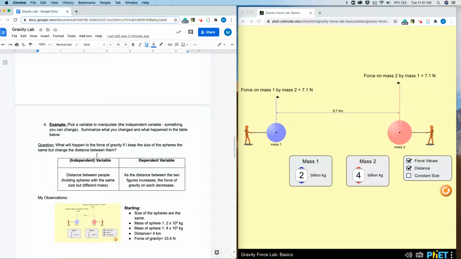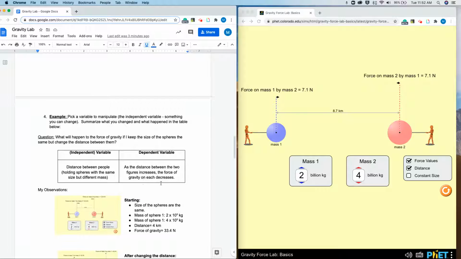So I put together an example for you. In the example, the direction says pick a variable to manipulate and summarize what you changed and what happened in the table below. So I put a question: what will happen to the force of gravity if I keep the size of the spheres the same but change the distance between them? My independent variable will be the distance between the spheres, and my dependent variable will be the force of gravity, so the force of gravity on each of the spheres.